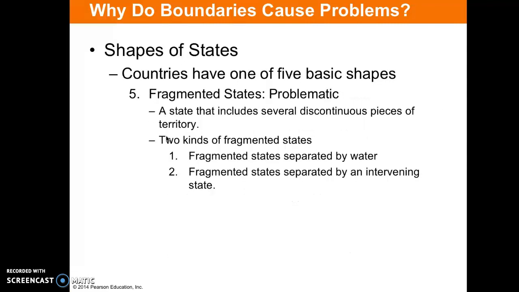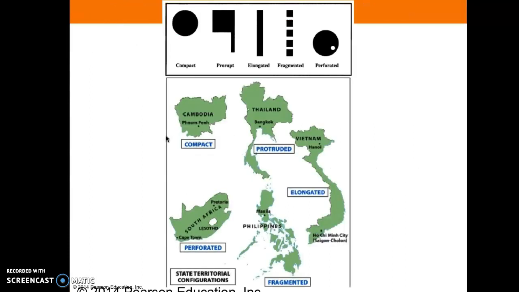And then we have fragmented states. Fragmented states involve several discontinuous pieces of territory. So you have states that are fragmented by water, like island nations, and you have states that are fragmented by intervening states. And here are some overall perfect examples of it.